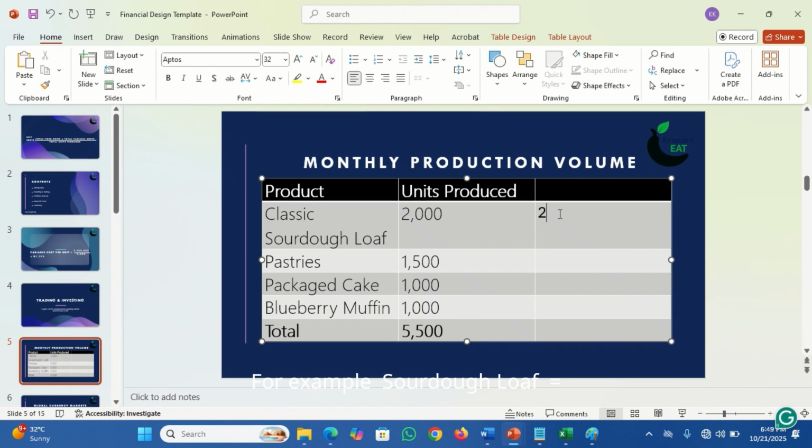For example, sourdough loaf equals 2,000 divided by 5,500 times 100 equals 36%. Pastries equals 1,500 divided by 5,500 times 100 equals 27%. Packaged cake equals 1,000 divided by 5,500 times 100 equals 18%. Blueberry muffin equals 1,000 divided by 5,500 times 100 equals 18%. These percentages will be used to allocate the 1.6 million Nigerian nairas fixed costs to all products proportionally.